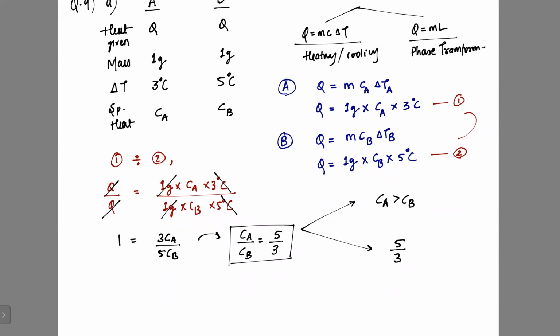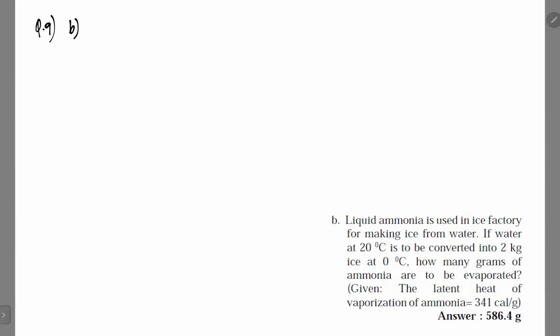Let's take up the next question. And the next question is question number 9. The question says, liquid ammonia is used in ice factory for making ice from water. You know what is the purpose of liquid ammonia? How ice is formed from water? The process is, in this case, what exactly will happen? Liquid ammonia is used in ice factory to form ice from water.